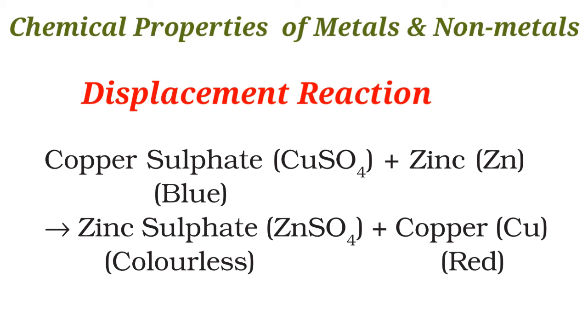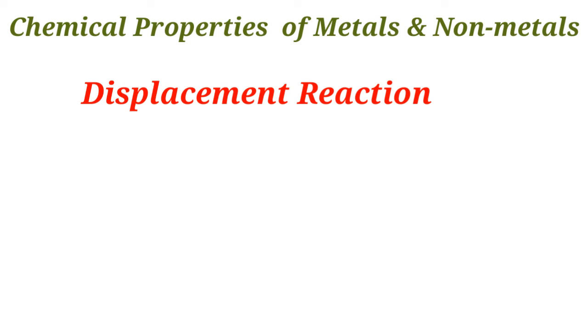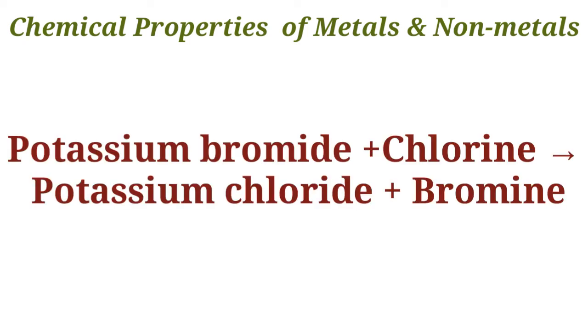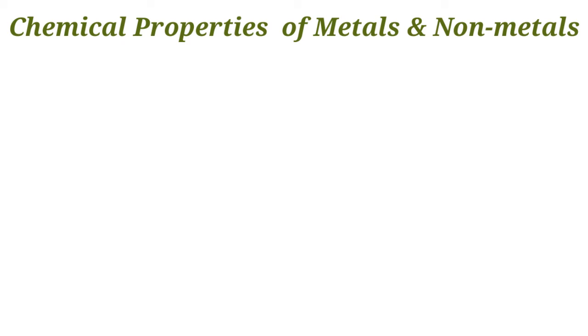Most of the nonmetals do not show displacement reactions, but some reactive nonmetals displace less reactive nonmetals from their salt solution. For example, chlorine is more reactive than bromine, so it displaces bromine from potassium bromide to form potassium chloride. These are the chemical properties of metals and nonmetals.